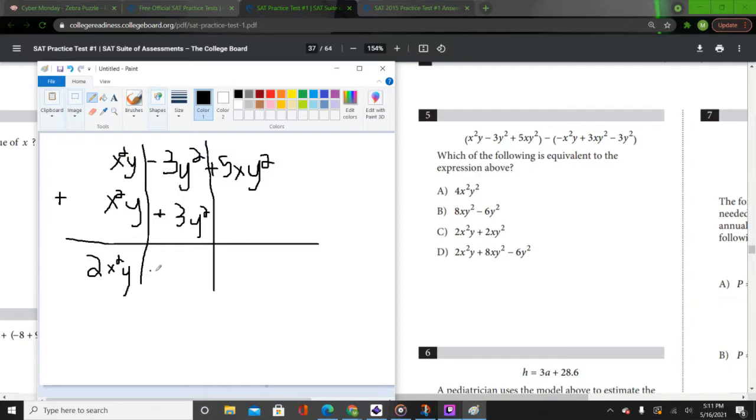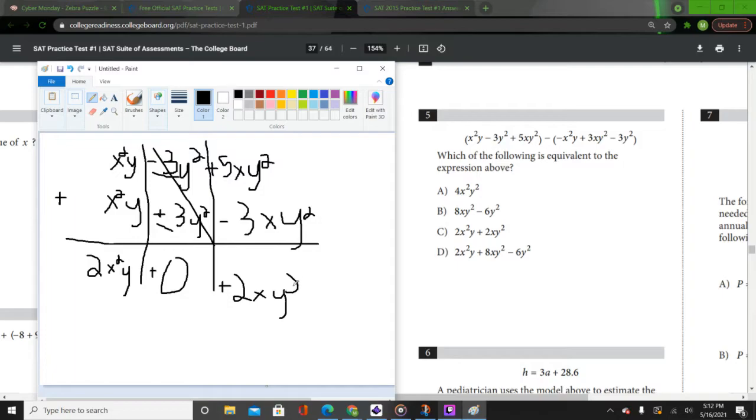For this, we get plus 0. We could put y squared, but we don't need to because it's a negative 3y and a positive 3y, so they cancel out, right? Now we're on the last term, minus 3xy squared, because we distribute the negative, so you get minus 3xy squared, and that'll get us plus 2xy squared.